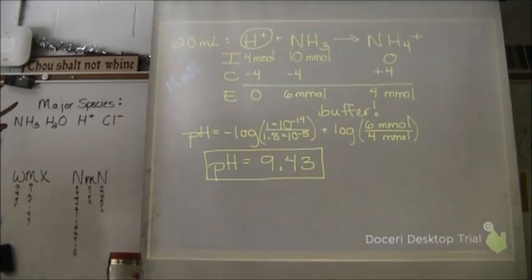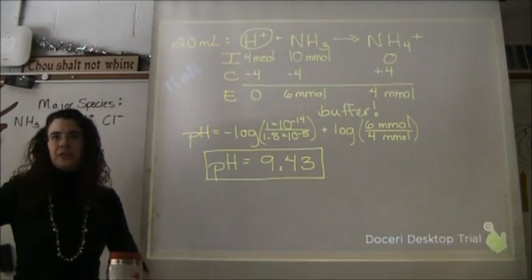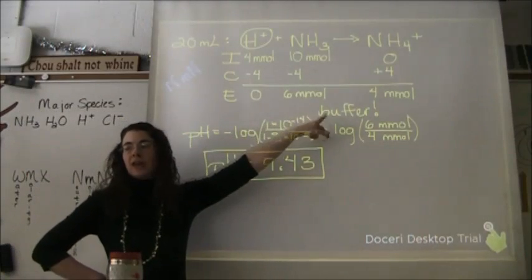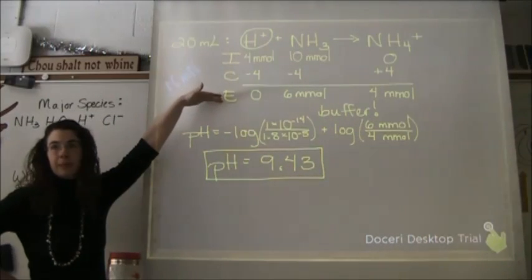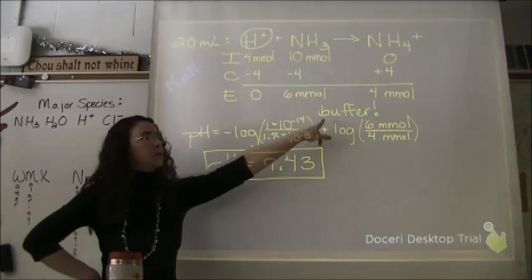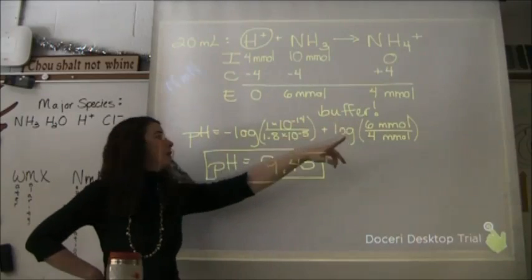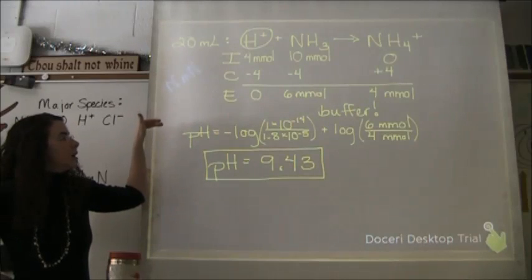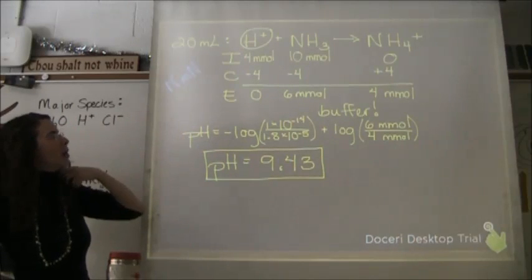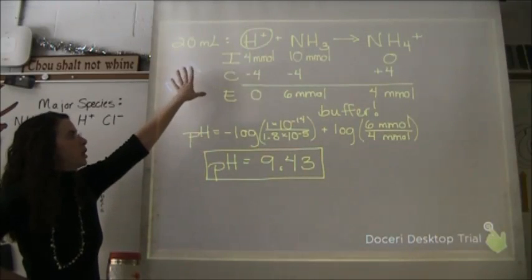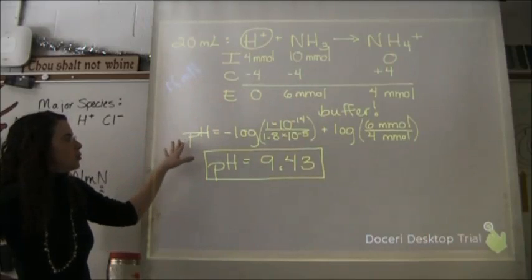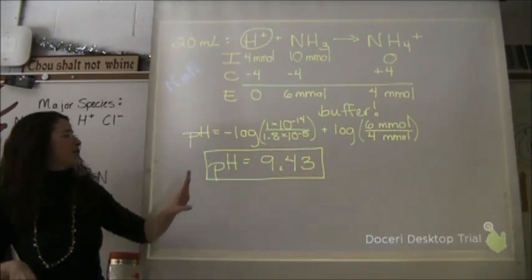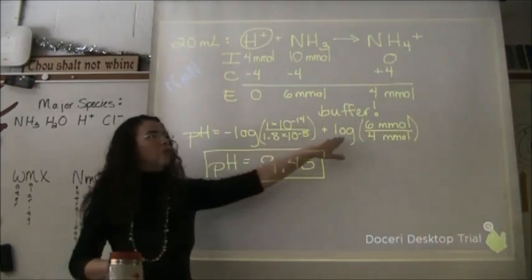Now, guys, I want to say something about this buffer situation. At the end of this Newman ice table, I was left with a buffer, which means I can use Henderson-Hasselbalch. Now, a lot of you said, well, this is a basic situation, so I'm just going to change this to pOH. Guys, you got to be careful. The equation is what it is.